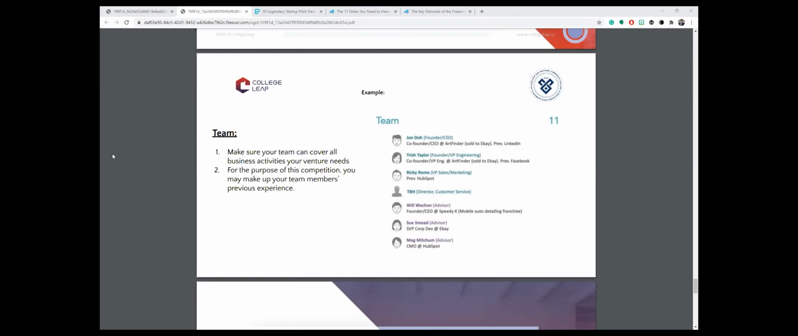And if you are hiring people, who are you hiring? Are you going to hire a VP of marketing? Are you going to hire customer service? Are you going to hire a couple of advisors and someone to help you out with engineering and stuff? Are you going to hire a treasurer? Things like that. So make sure you have those details put together and you list them out on your team form.